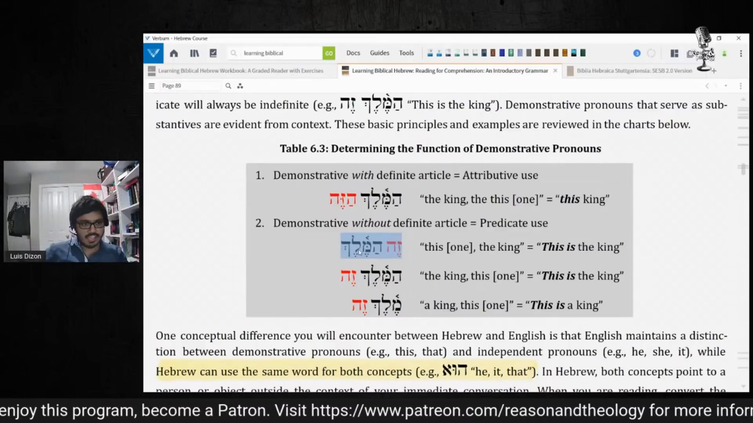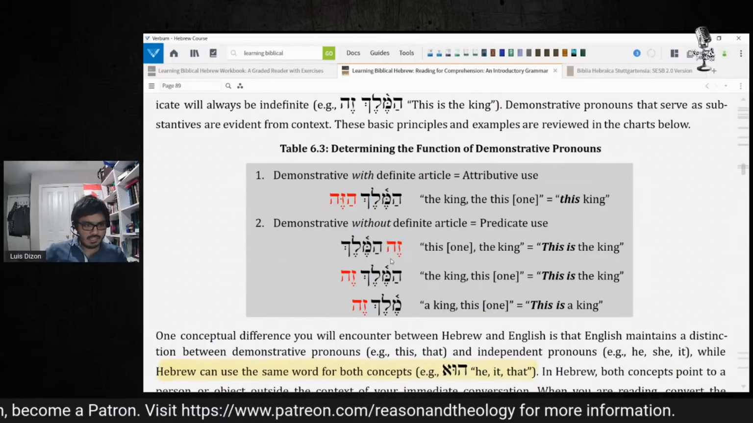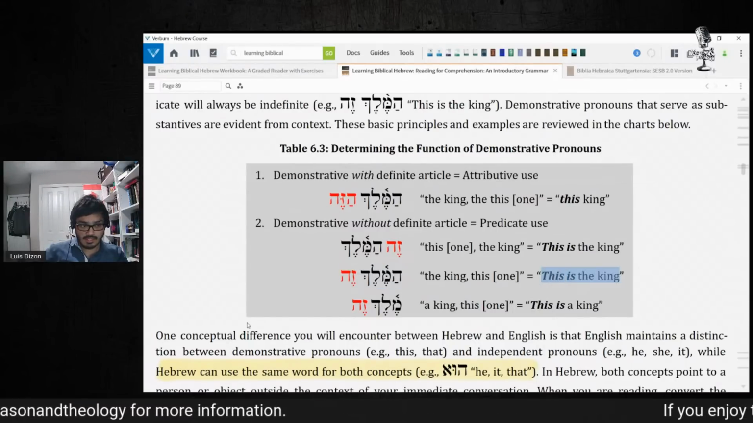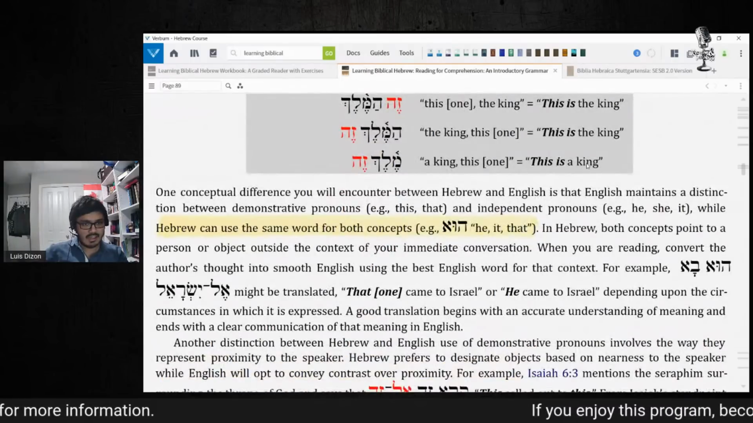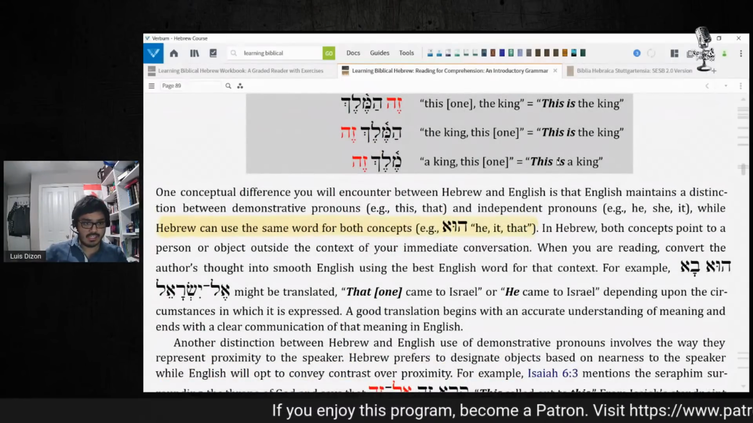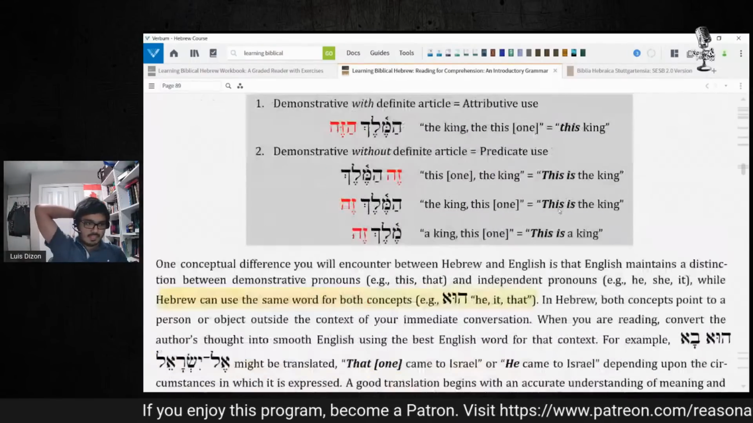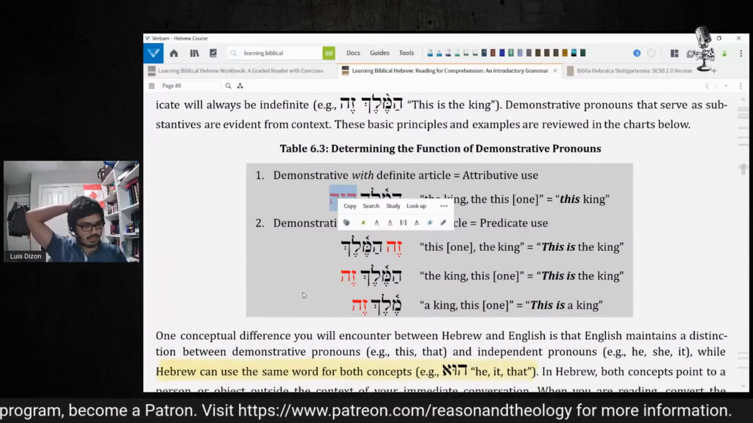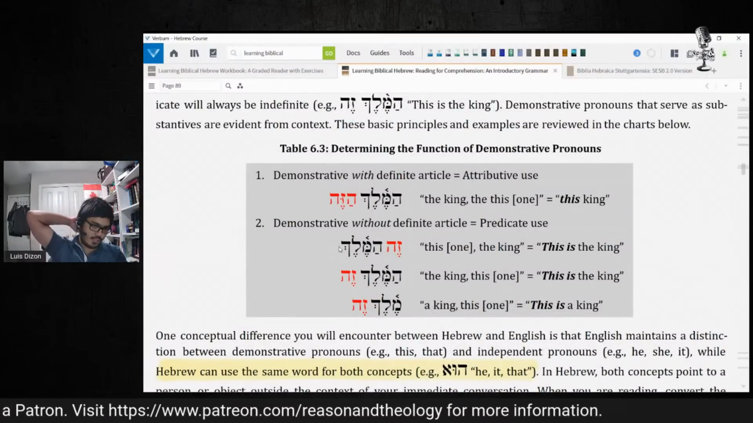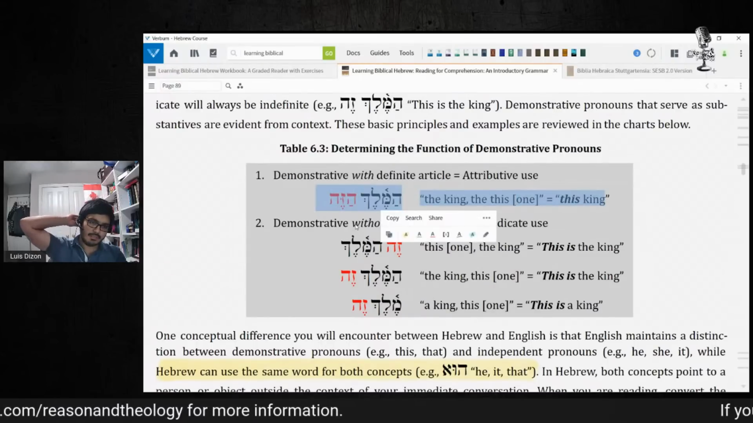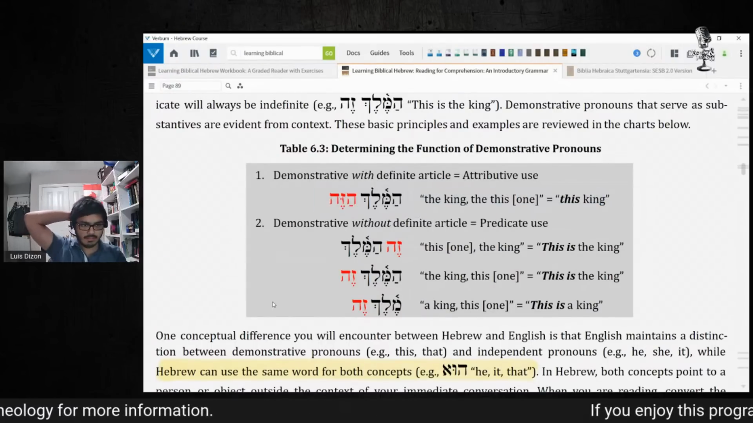However, if we say Zeh Hamelech, it would be this is the king. Or if we say Hamelech Zeh, same thing. This is the king. Melech Zeh, a king is this, or this is a king. So note the definiteness of the demonstrative. That will be one of your major clues to whether this is predicative or attributive.